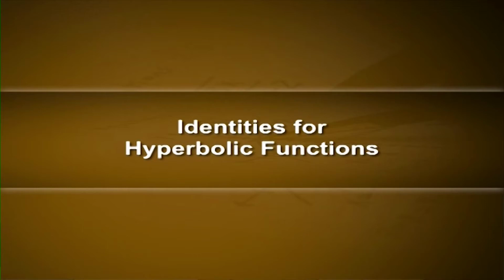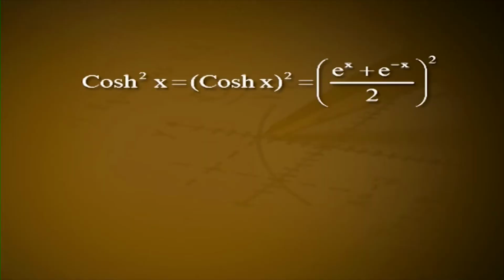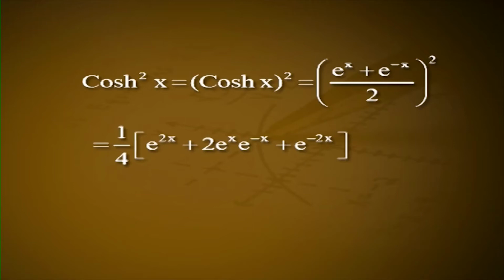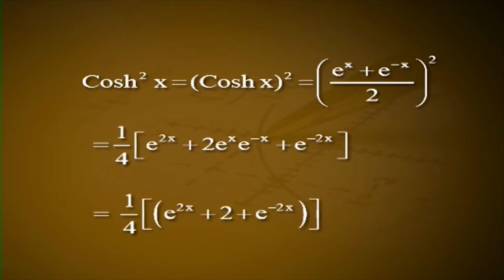Identities for hyperbolic functions. Cosh square x minus sinh square x is equal to 1. Proof. We have cosh square x is equal to cosh x all square, which is equal to e raised to x plus e raised to minus x by 2 all square, which is equal to 1 by 4 into e raised to 2x plus 2 e raised to x into e raised to minus x plus e raised to minus 2x, which is equal to 1 by 4 into e raised to 2x plus 2 plus e raised to minus 2x.